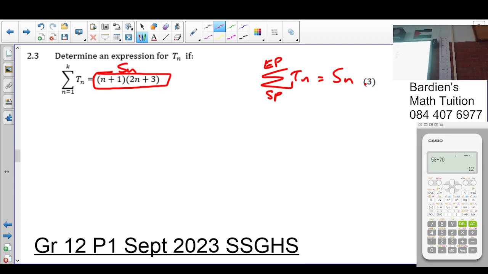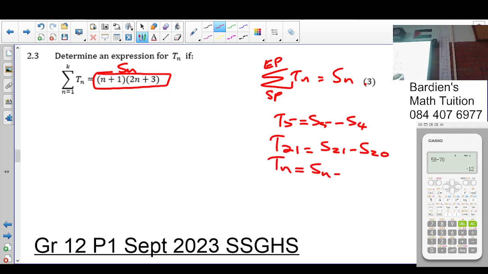If you are given the sum of terms and you want to calculate the fifth term, how do you calculate the fifth term? It's going to be S5 minus S4. Want to work out the 21st term? It's S21 minus S20. If I want to work out the nth term, it will be Sn minus S(n-1). Okay.